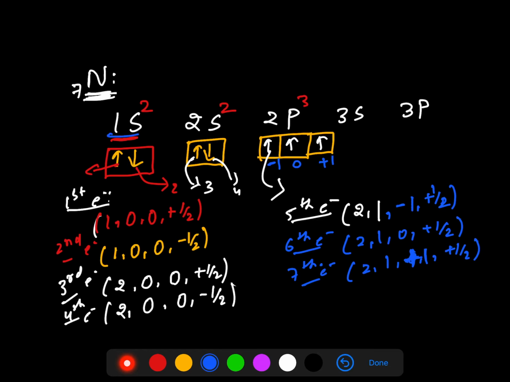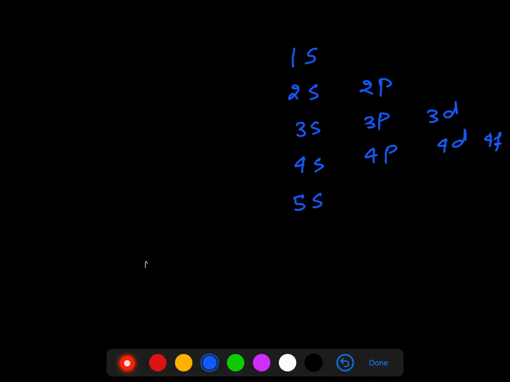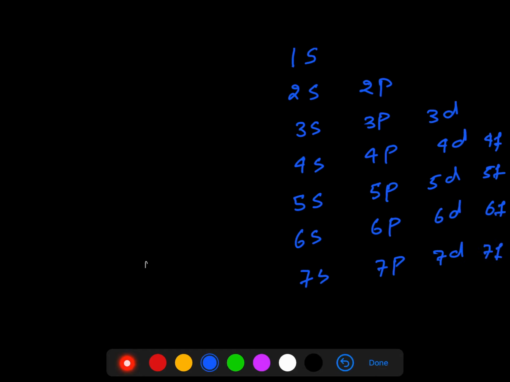Okay, to remember these orders, 1s, 2s, 2p, 3p, we have a shorthand tool, we have a table. So for now you can refer to the table. You can always draw this table. 1s, second shell has 2s and 2p, third shell has 3s, 3p, 3d, fourth shell has 4s, 4p, 4d and 4f, fifth shell has 5s, 5p, 5d and 5f, 6s, 6p, 6d and 6f, 7s, 7p, 7d and 7f.